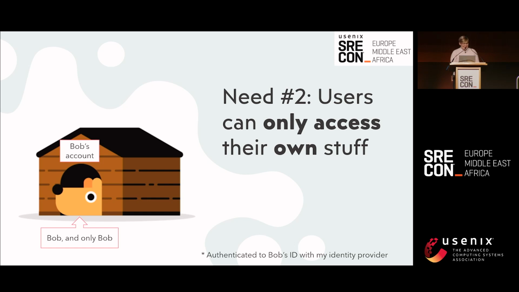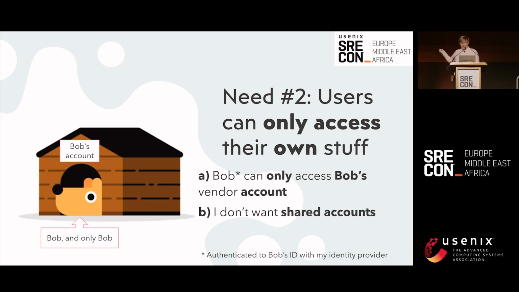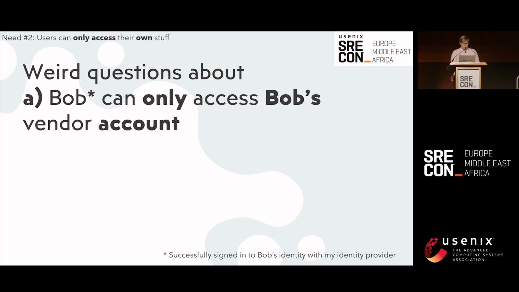All right, need number 2. Users can only access their own stuff. So breaking this down a little bit more, Bob can only access Bob's vendor account and not Alice's. And I don't want any shared accounts. Again, those can be useful, like I said, but in this scenario that I'm talking about, I don't want anything like that. And again, I want any exceptions to be really clear. So what questions could I ask?